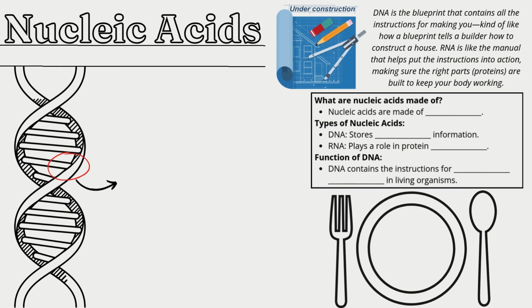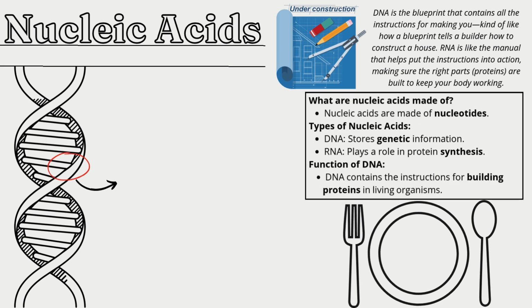Okay, this is our very last macromolecule. Let's look at nucleic acid. So DNA is the blueprint that contains all the instructions for making you, kind of like how a blueprint tells a builder how to construct a house. RNA is like the manual that helps put the instructions into action, making sure the right parts or the proteins are built to keep your body working.